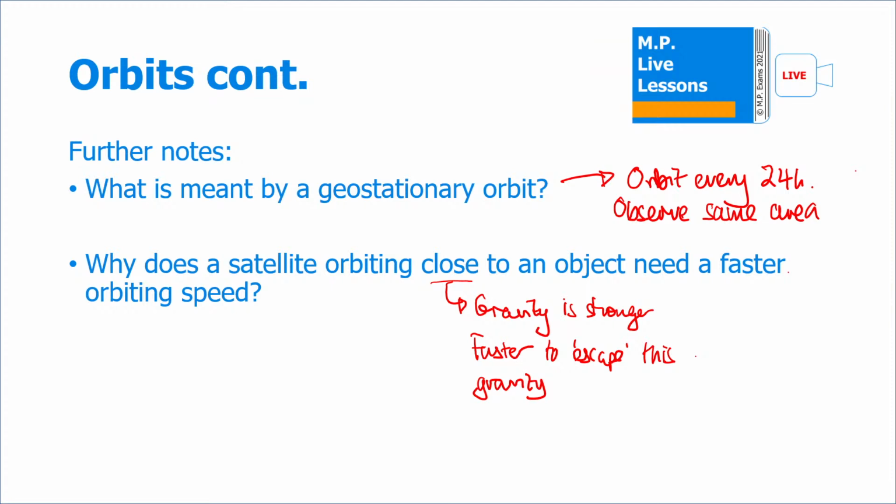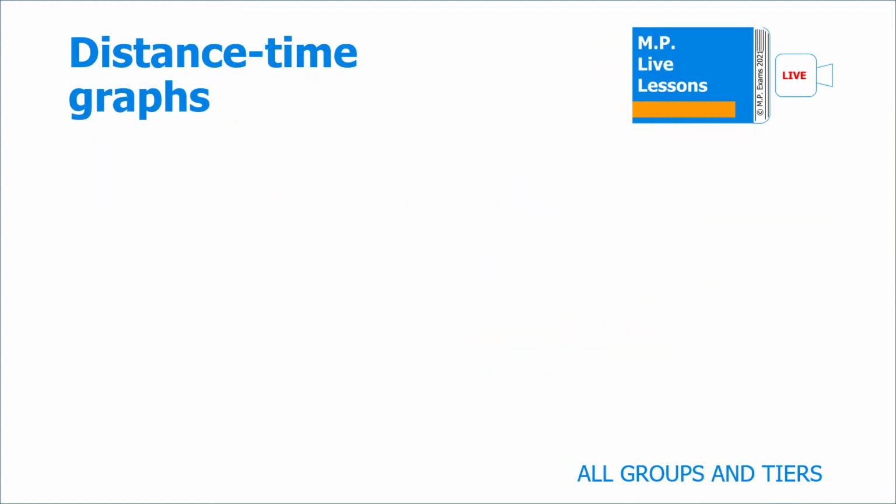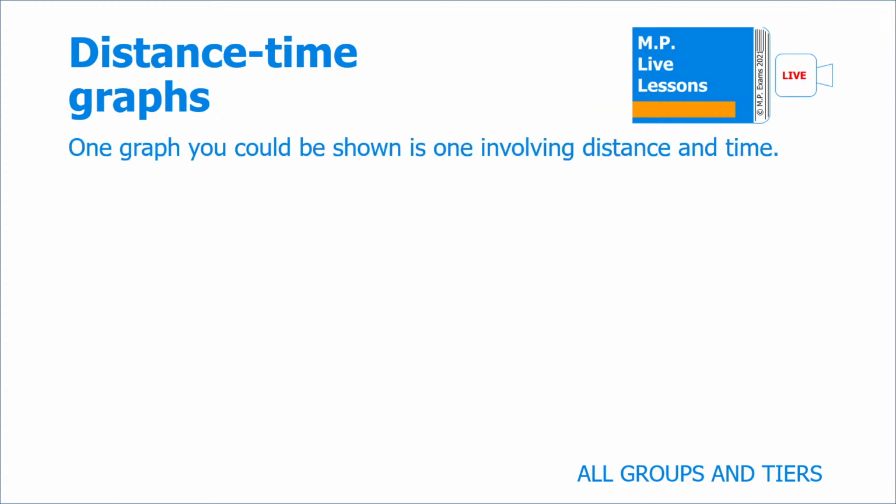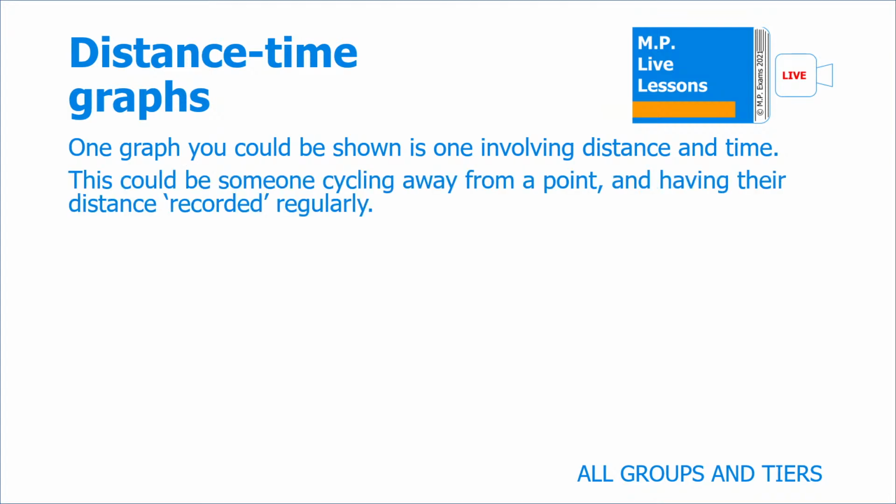Now, going back to some content for everyone are these distance time graphs. Everyone gets mixed up with these every year. So one graph you could be taught about or shown in an exam is a distance time graph. That's where on the y-axis we have distance, on the x-axis we have time. So we record someone's distance over time. This could be, for example, someone cycling away from a point and having their distance recorded regularly. Something like this.